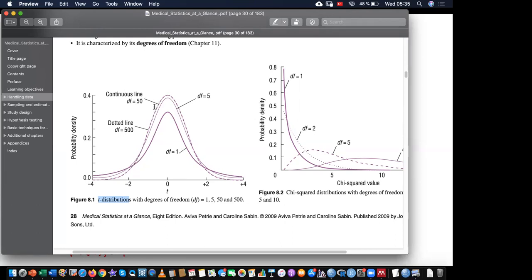If you have 51 participants, you see the curve doesn't change a lot. It changes a little bit. Between 1 and 5, there is a big change. Between 5 and 50, there is very small change. And between 50 and 500, there is a change you cannot see by eye. It is very, very small change. And the lines look like they are superimposed. Did you get what I mean?